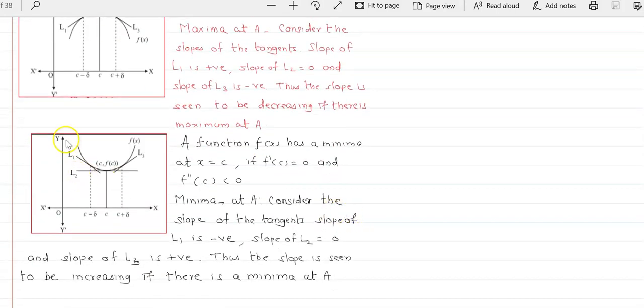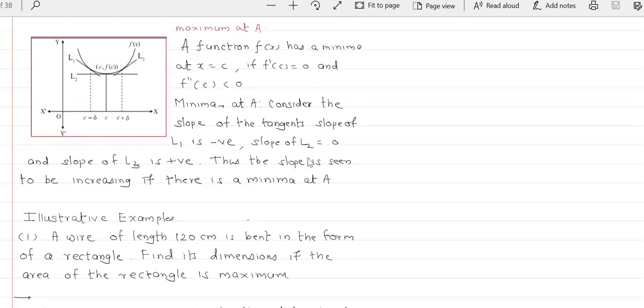Now next, see this curve, again see the lines L1, L2 and L3. Now L1 makes an obtuse angle with the x-axis, so the slope of L1 is negative, L2 is 0 and L3 makes an acute angle with the x-axis, its slope is positive. A function f of x has minima at x is equals to c if f dash of c is 0, its first derivative is 0, and f double dash of c is greater than 0. This is the condition for a minima.